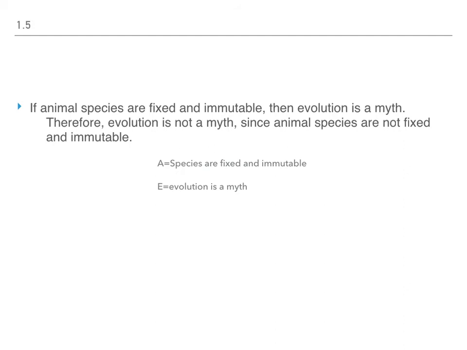It's an if-then statement. The antecedent and the consequent are specified by my key right here, the A and the E. So A standing for the proposition, species are fixed and immutable, and E standing for the proposition, evolution is a myth. Notice that is not what was happening in categorical syllogisms. In our categorical syllogisms, the capital letters were standing for categories of things which were specified by noun phrases, things which are animals, institutions that collect taxes or whatever. So those are noun phrases, not full sentences.